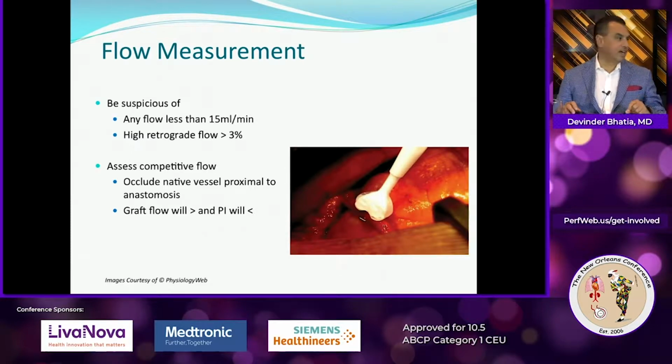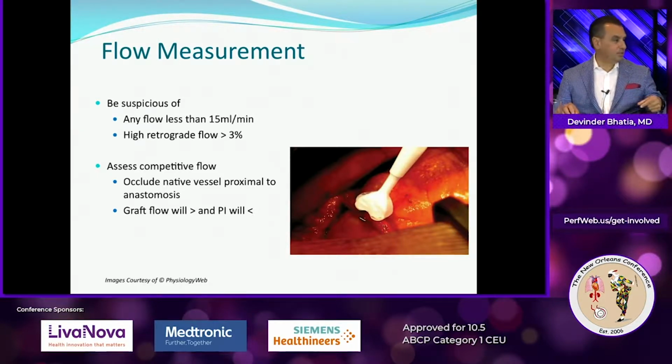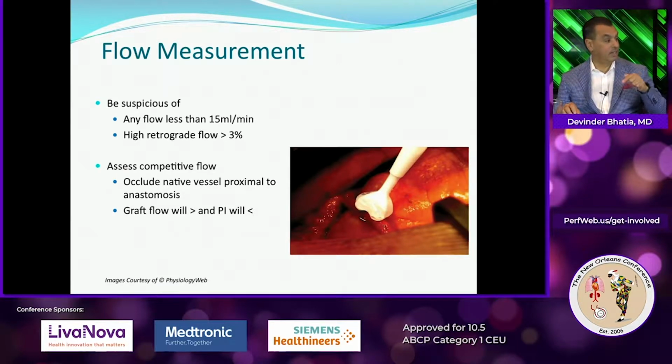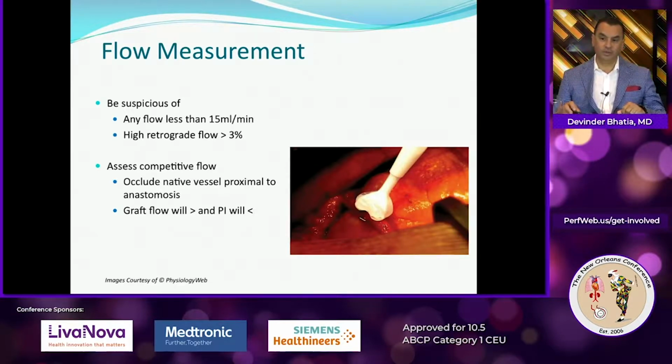How do you assess that? If it was greater than 3%, you would say, okay, well, maybe this is competitive flow. So all you got to do is put a bulldog or something to occlude the proximal flow in the native artery, and then if the diastolic dip goes away, then you would probably be able to assume that there is a degree of competitive flow.